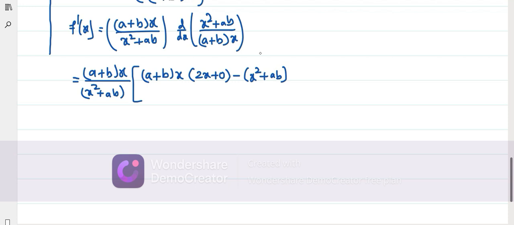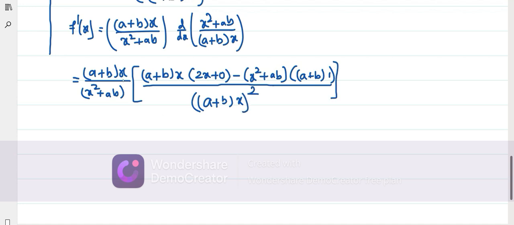So you have a plus b into x as the denominator, right? So a plus b is constant. Take that outside. Now differentiate x with respect to itself. It is 1, right? Denominator whole square, which is a plus b into x whole square. I can cancel one term here, a plus b into x and a plus b into x. I can cancel that. So what is the remaining thing here?